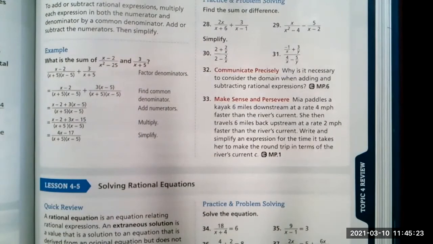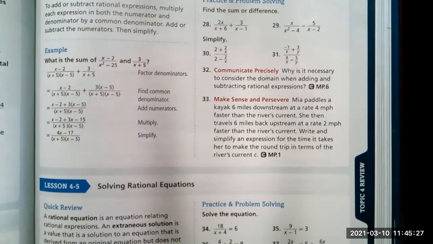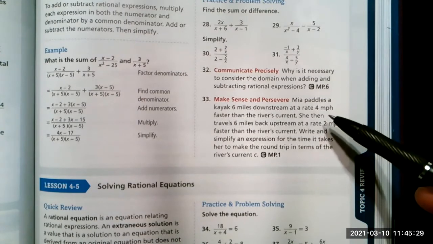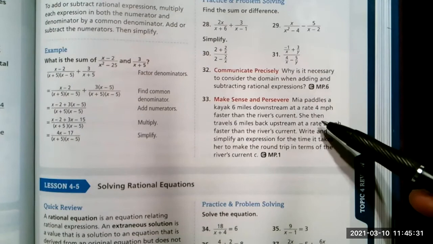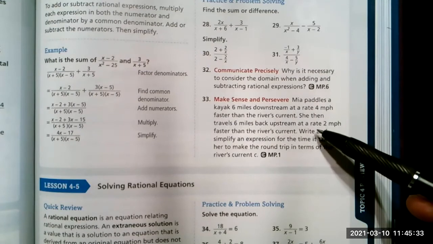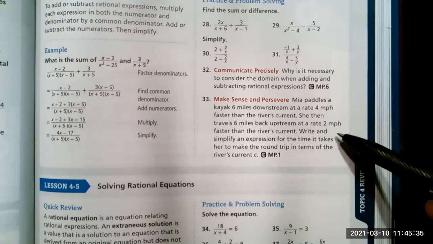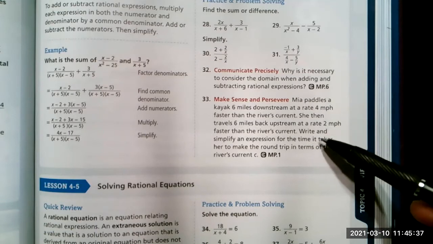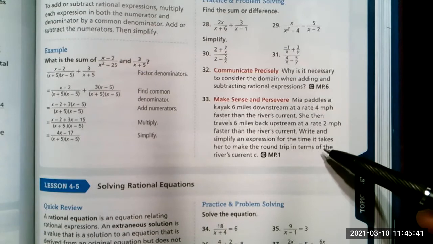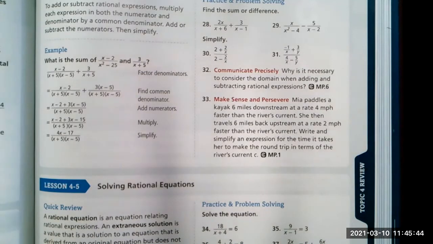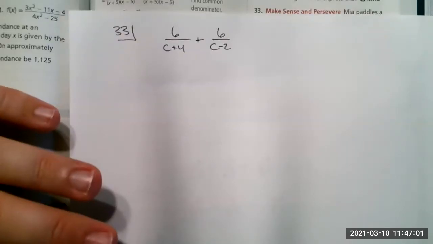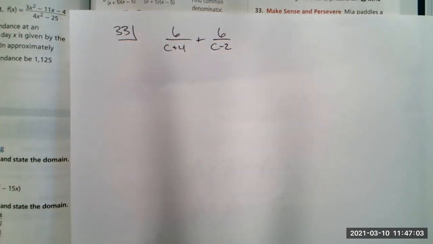33, make sense and persevere. Mia paddles a kayak 6 miles downstream at a rate of 4 miles per hour faster than the river's current. She then travels 6 miles back upstream at a rate 2 miles per hour faster than the river's current. Write and simplify an expression for the time it takes her to make the round trip in terms of the river's current C. All right, for 33, I went ahead and set up this problem.